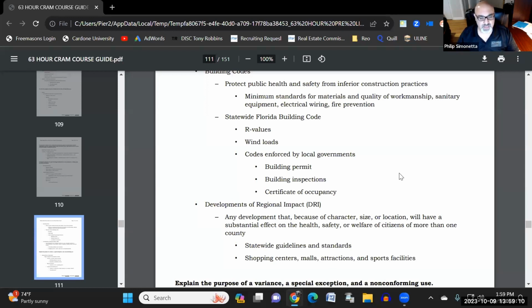So when you want to build something, you get a permit. You build it, they come inspect it. And then once people want to move in and it's ready and livable, you get a certificate of occupancy, when they check everything. Okay, and then you have to remember, you have developments of regional impact.